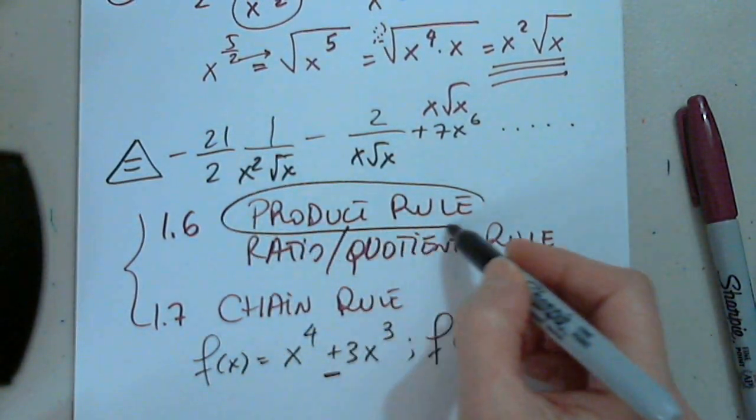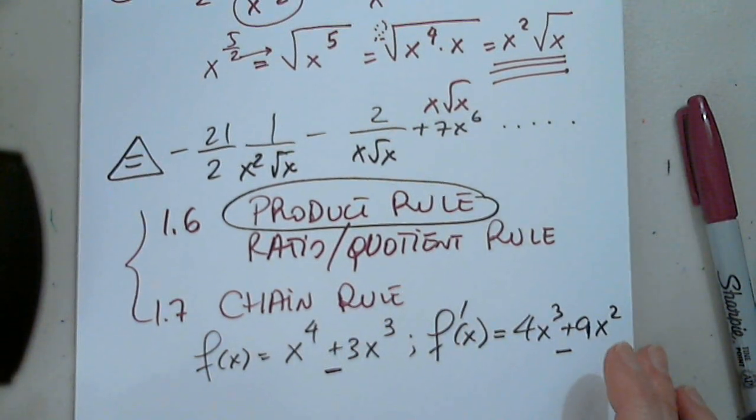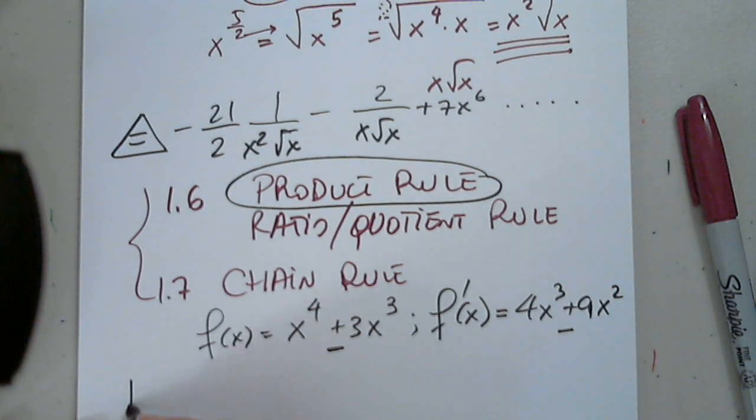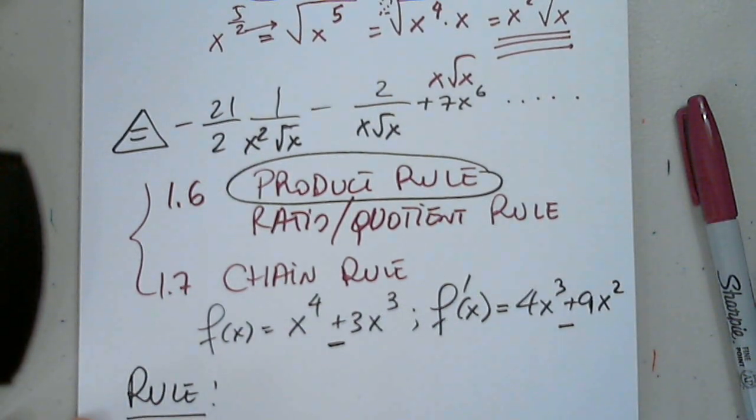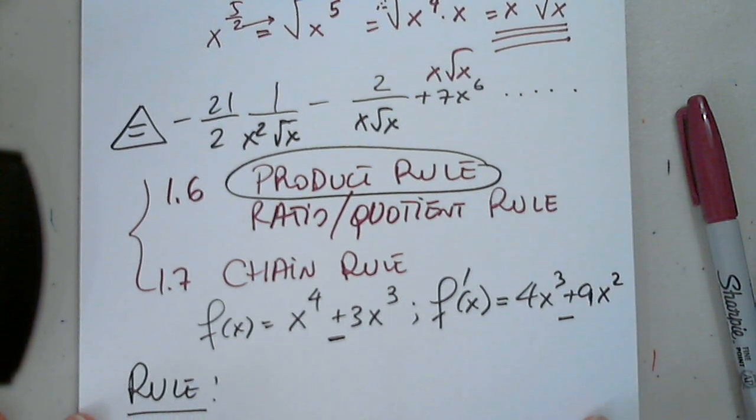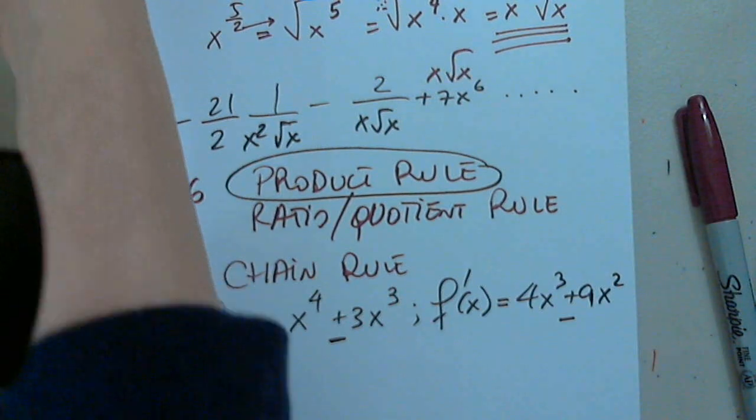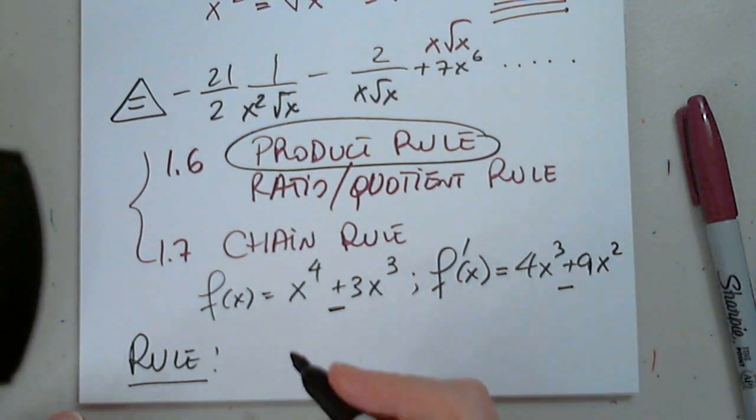Now we want to talk about the product rule. What if I have a product of two functions? What do I do then? So here it is. Here is the rule. We have to remember it or have it on paper at all times. Okay, so here's the rule.